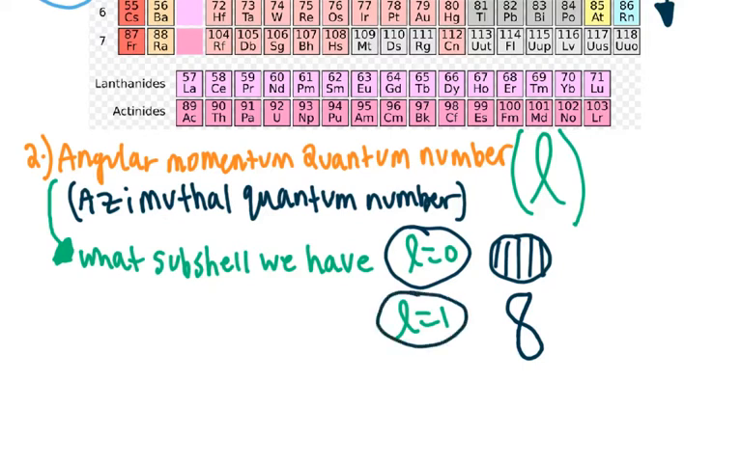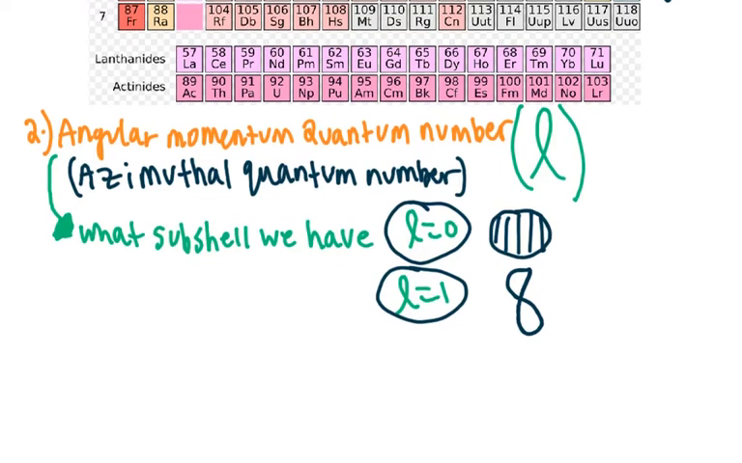So the drawing gets more complicated. I'm in no way trying to draw those because as you can see, I'm not a good artist, right? So when l equals 2, we're talking about d subshells, and so on. So it goes like this. Let me write it right now. This is an s subshell, this is a p subshell, and then when l is equal to 2, right?